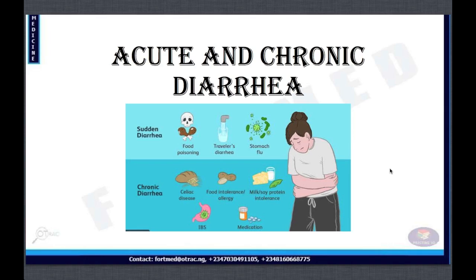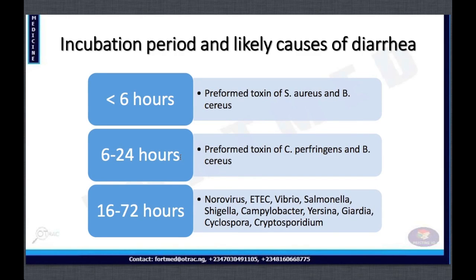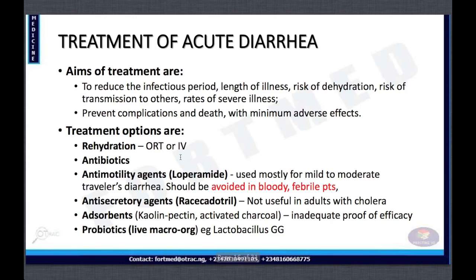In this lecture, we'll be discussing acute and chronic diarrhea. Some of the clues are that when the incubation period is less than 6 hours, it points to an infectious agent like Staph aureus or Bacillus cereus, which have preformed toxins. When it is longer, say 16 to 72 hours, then you can start thinking of norovirus, enterotoxigenic E. coli, or Vibrio.